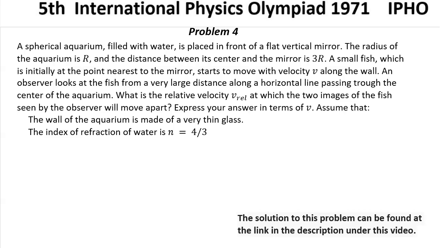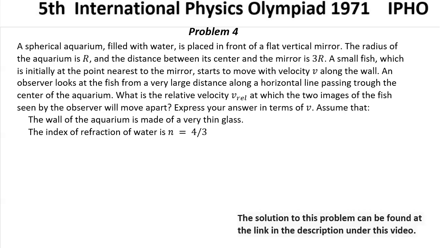A small fish, which is initially at the point nearest to the mirror, starts to move with the velocity v along the wall. An observer looks at the fish from a very large distance along a horizontal line passing through the center of the aquarium.